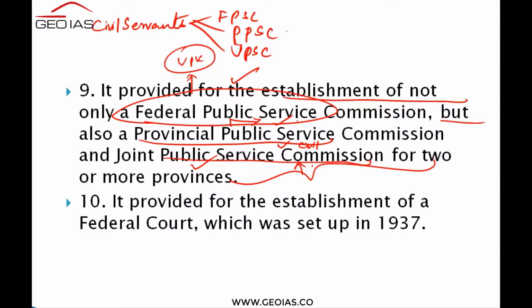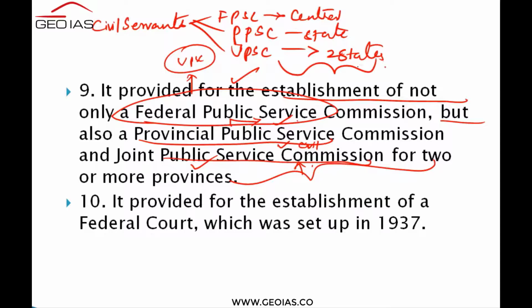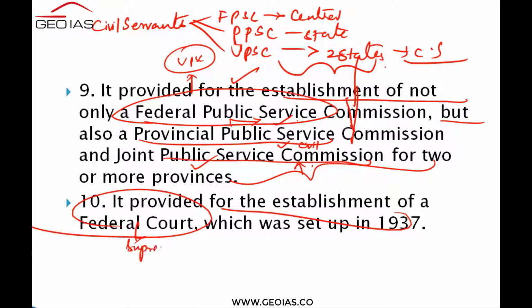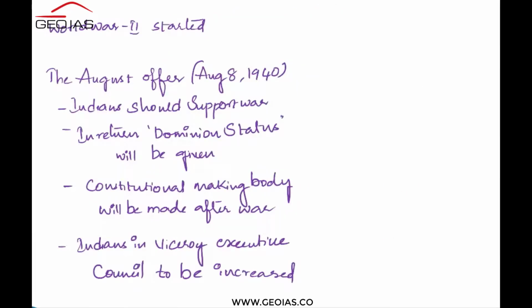Federal at the central level, provincial at the state level, and joint for when more than 2 states combine together to form the Joint Public Service Commission to recruit the civil servants. And it also provided for the establishment of the Federal Court. So the Supreme Court, the present-day Supreme Court, was established in 1937. After this, World War II started.